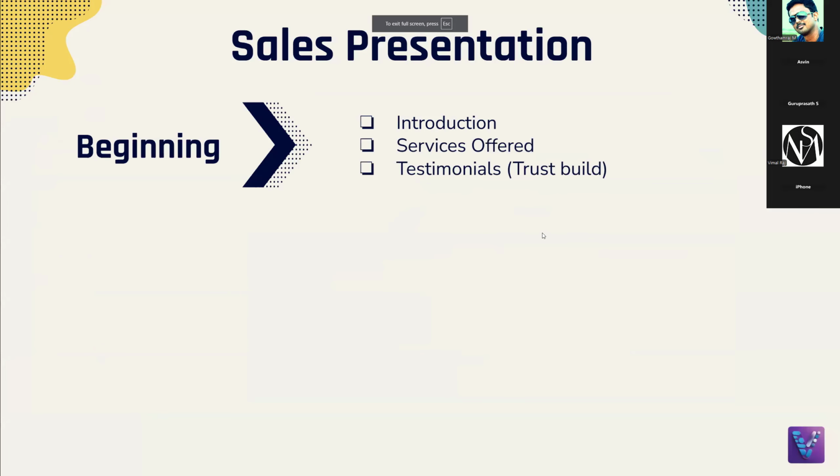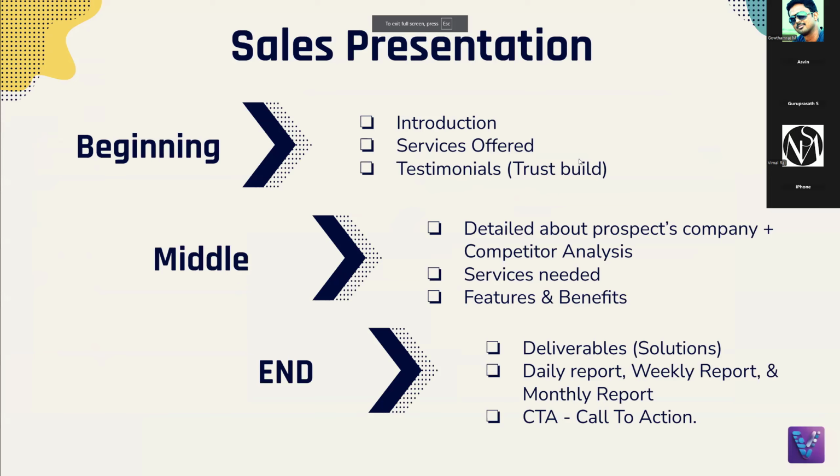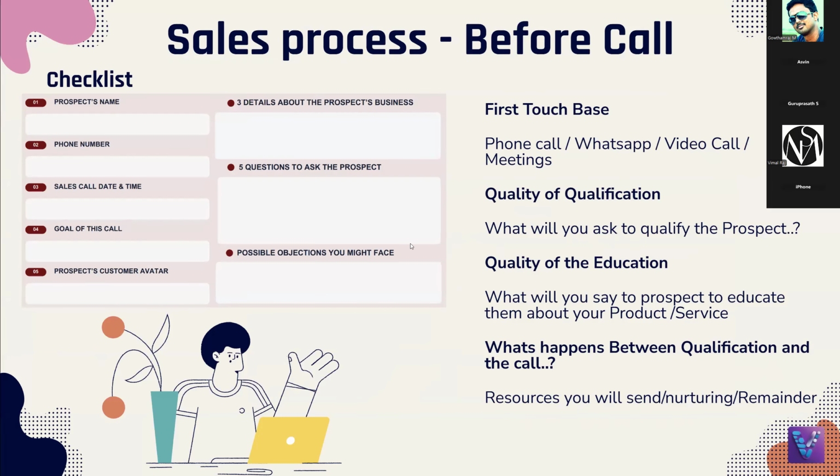Okay. And I am going to the sales process before calls. Before going to sales call, I have split it into two things. One is the general inputs we need to capture during the sales process, and also I have listed the checklist: what are the things we have to do before the call? So first thing is we need to define whether we proceed with phone call or WhatsApp or video call or meetings. Based upon the first touch base, we are able to communicate in future.